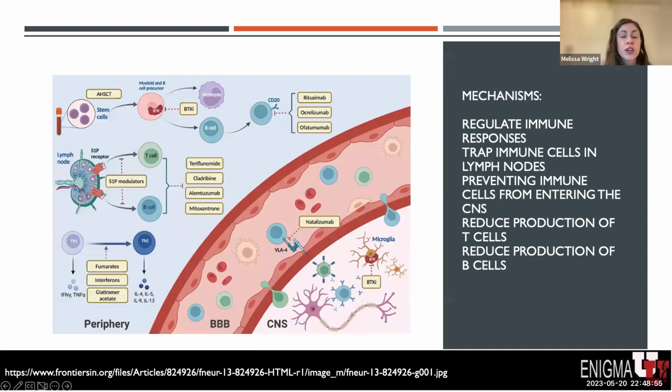In this figure, in the yellow boxes, you can see that we have multiple different medications that work on multiple different parts of the immune system. The mechanisms of medication that we have for multiple sclerosis have various actions. They can regulate immune responses, trap immune cells in lymph nodes, prevent immune cells from entering the central nervous system, reduce the production of T cells, and reduce the production of B cells.